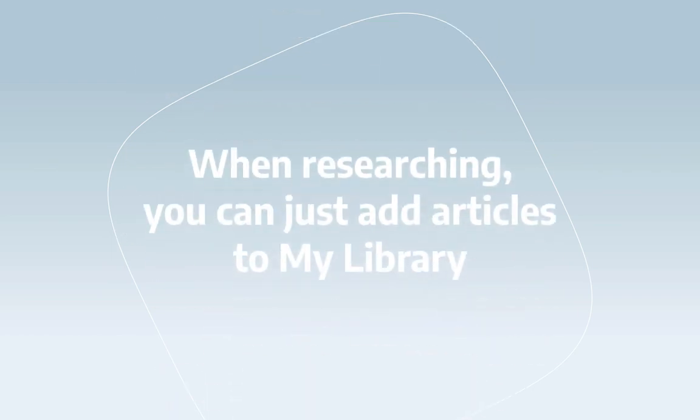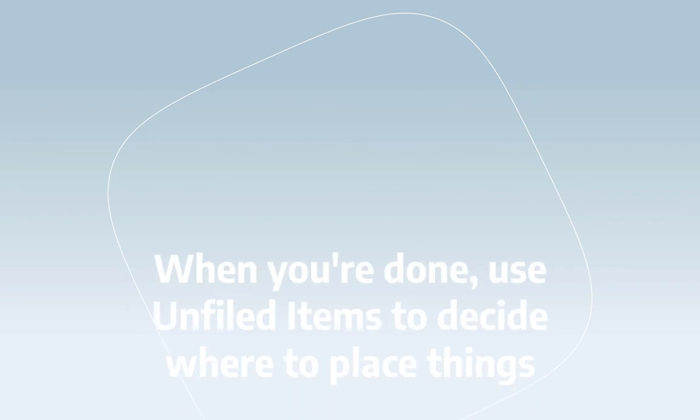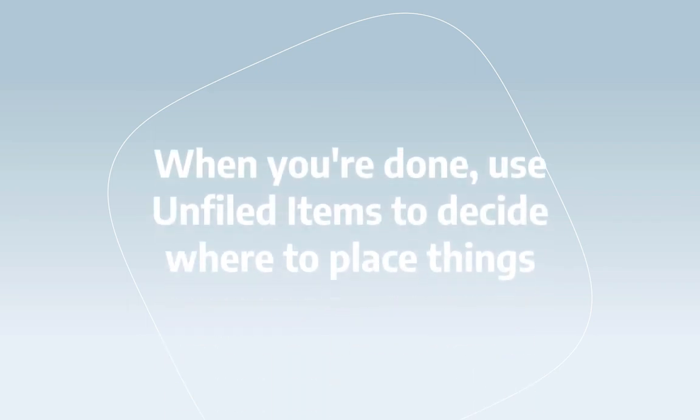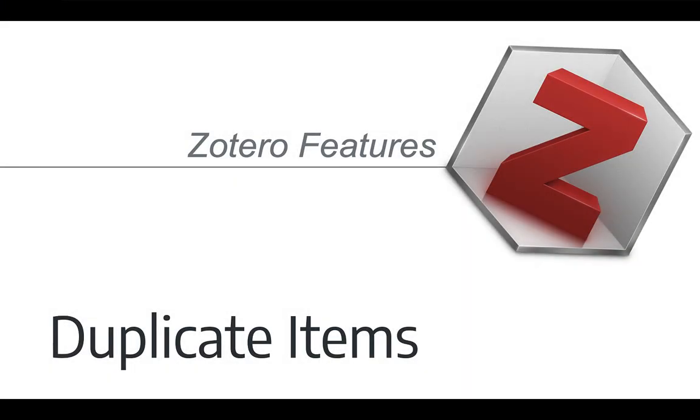Let's say you spend an afternoon doing some research in the library and adding some citations to Zotero. At the end of the afternoon, you can check this unfiled collection to see anything that hasn't been organized, double-check the info, and then put the items into collections. The other folder that's good to know about is the Duplicate Items folder.